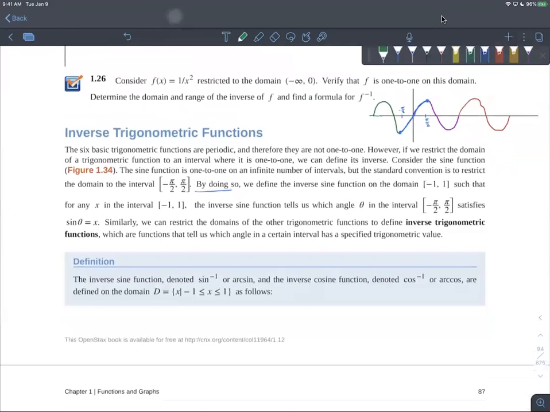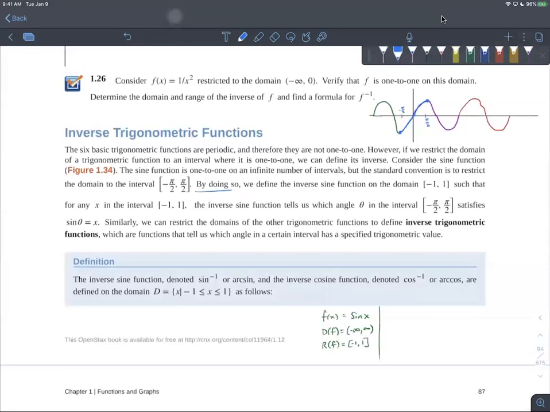What it basically said was the function f of x equals the sine of x. Notice that the domain of this function f is equal to all real numbers, right? There are many periods. The range of f is equal to -1 to 1. This is without any restrictions. This is the function f of x equals sine of x.